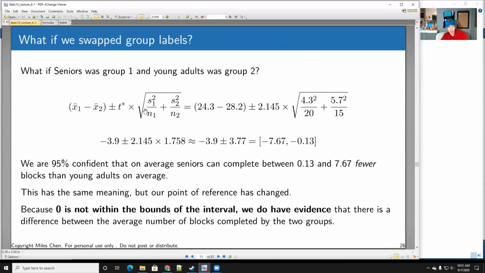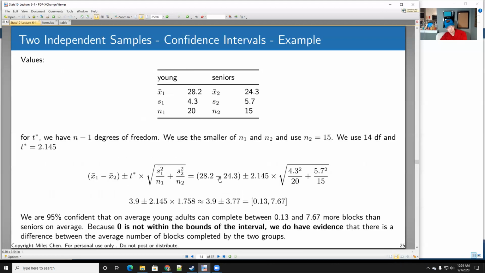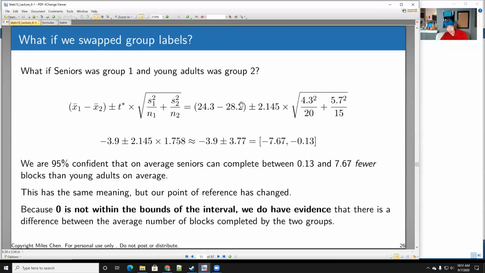I would swap the fractions, because they're just being added inside the square root. I'm just swapping the positions of these fractions here, and so it's not going to affect the size of the standard error. So the only thing that changes is that this number, which used to be 28.2 minus 24.3 and gave me positive 3.9, becomes 24.3 minus 28.2 and becomes negative 3.9, okay? So swapping the labels of which one is group 1 and which one's group 2, the only thing that changes is that this becomes negative, but everything else is the same.